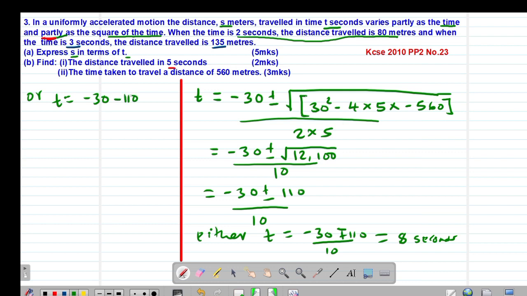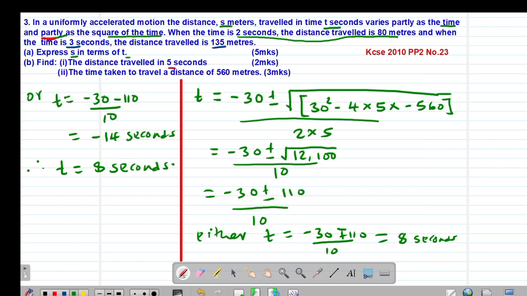So minus 110, then the whole thing divided by 10. I'm going to get negative 30 minus 110, close bracket, divided by 10, so I'm going to get negative 14. So the other possible value of t is negative 14 seconds. But we know that time is a scalar quantity, therefore it cannot be negative. Therefore we'll conclude that the time taken to travel 560 meters, t, will be 8 seconds.